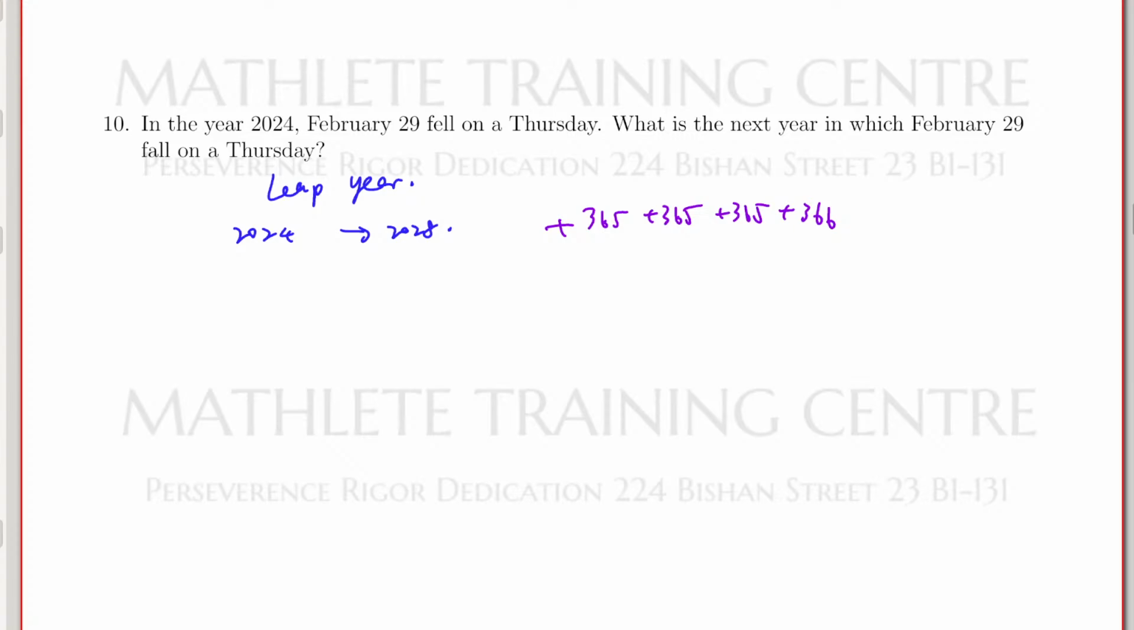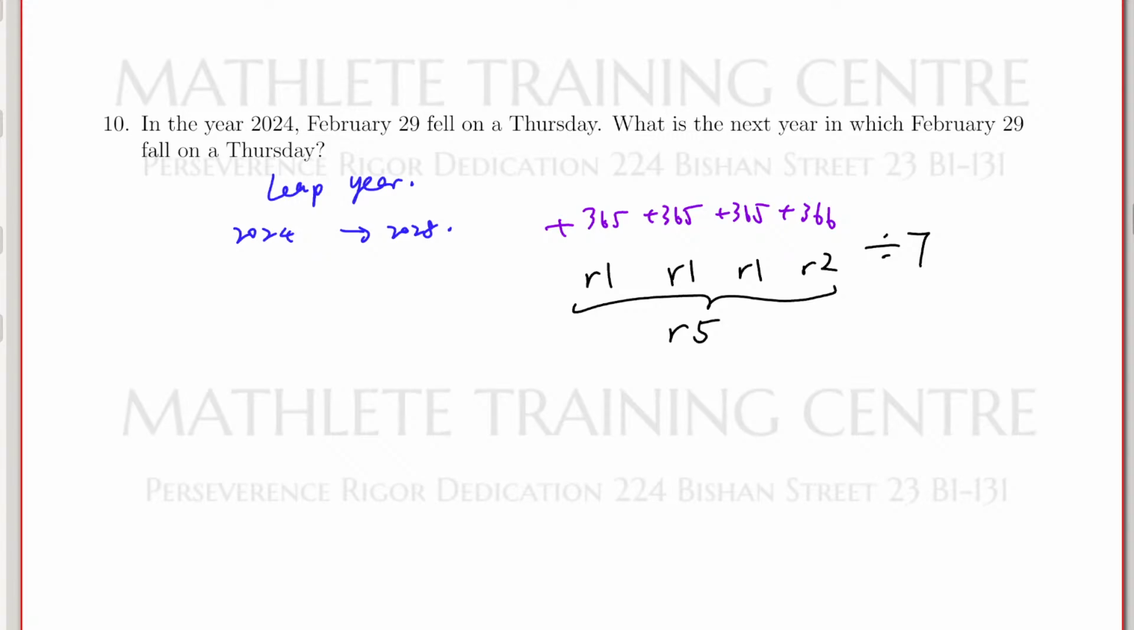Now, if I want it to be on the same day of the week, then we need to make sure that divide by 7 have the same remainder, right? If you take a look at divide by 7, what happens? 365 divided by 7 is remainder 1, this is remainder 1, this is remainder 1, and this is remainder 2. So therefore, this is actually remainder 5 when you combine all of them together.